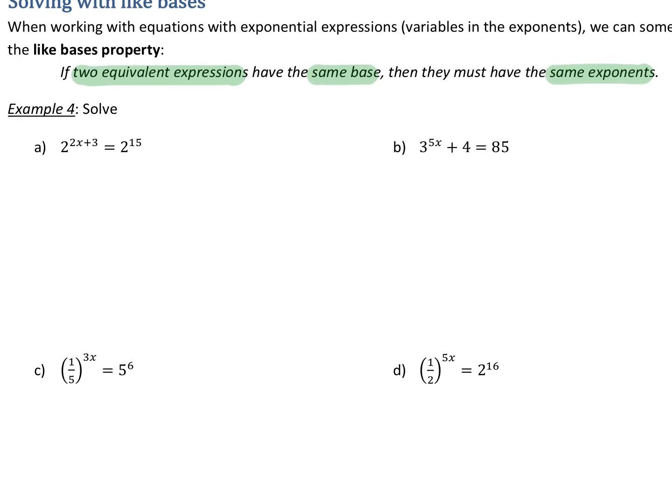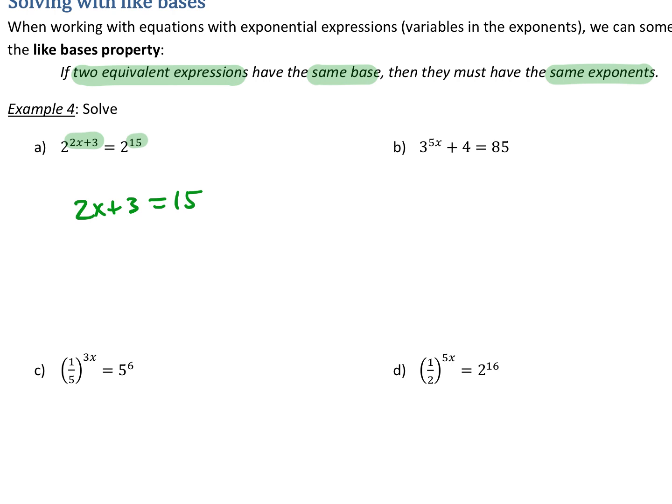Well, that means this. Here I have 2 to the 2x plus 3 and 2 to the 15th. Well, 2 to some power equals 2 to some power. Those two powers must be the same. Because whatever 2 is raised to, if both sides are equal, then these two highlighted things have to be equal. In other words, 2x plus 3 equals 15.